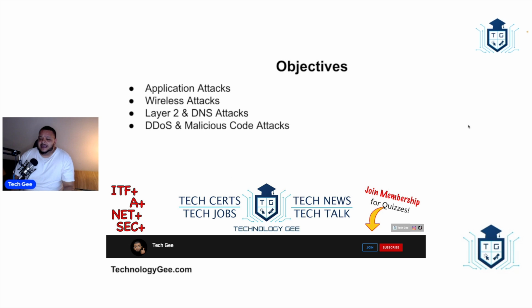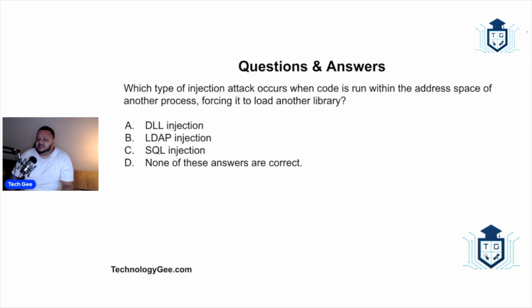So let's go ahead and get into it. Which type of injection attack occurs when code is run within the address space of another process, forcing it to load another library? Would this be a DLL injection, LDAP injection, SQL injection, or none of the above?